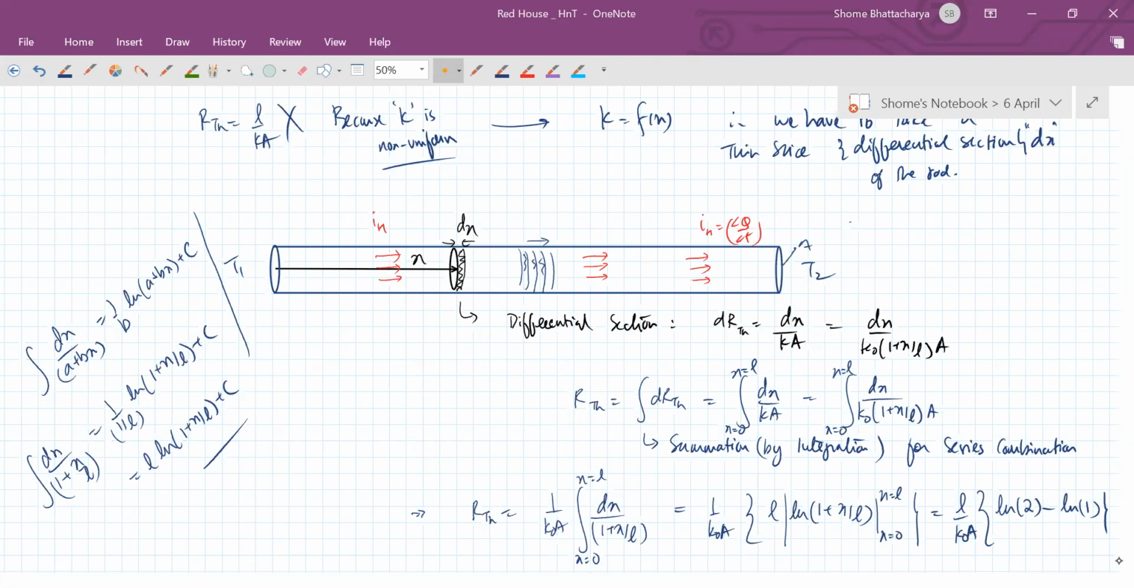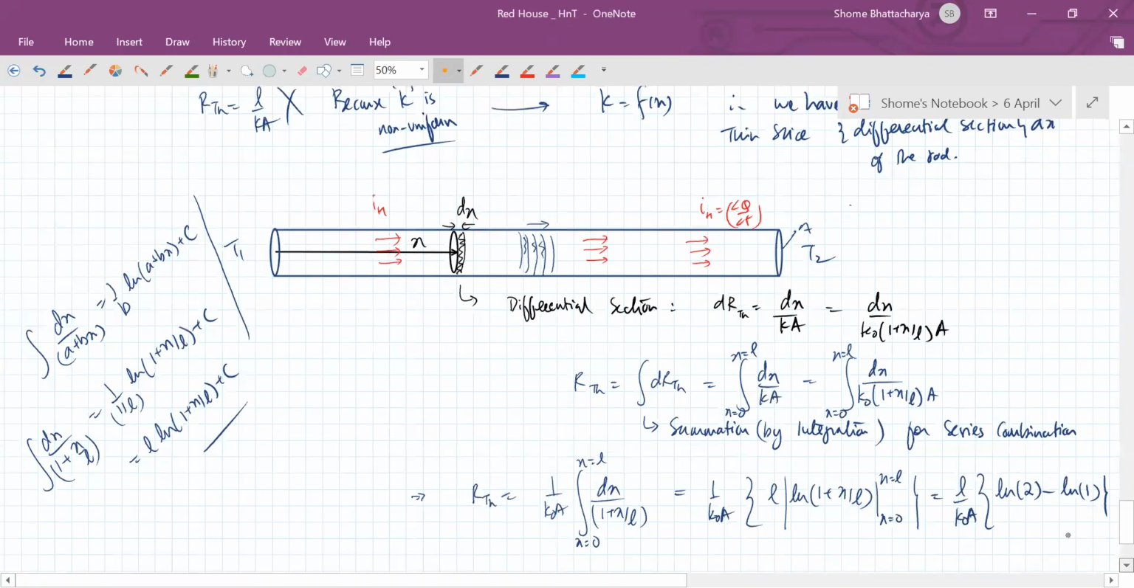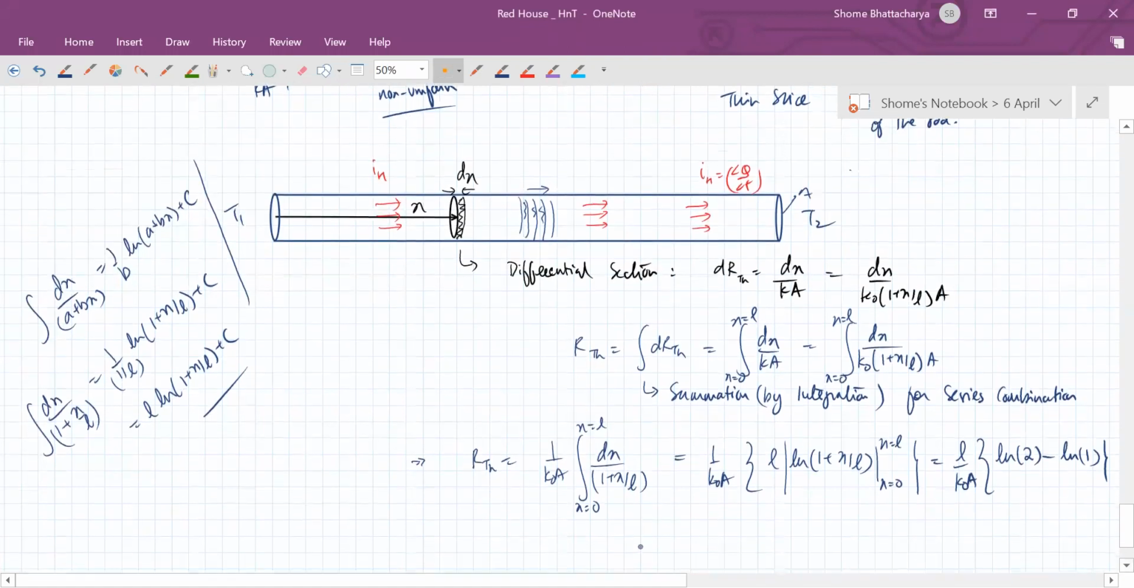Yes, very good, Jebel. That's correct. So we'll get the equivalent thermal resistance as L upon k naught a times ln 2. ln 2, you know, is approximately 0.693, almost 0.7.